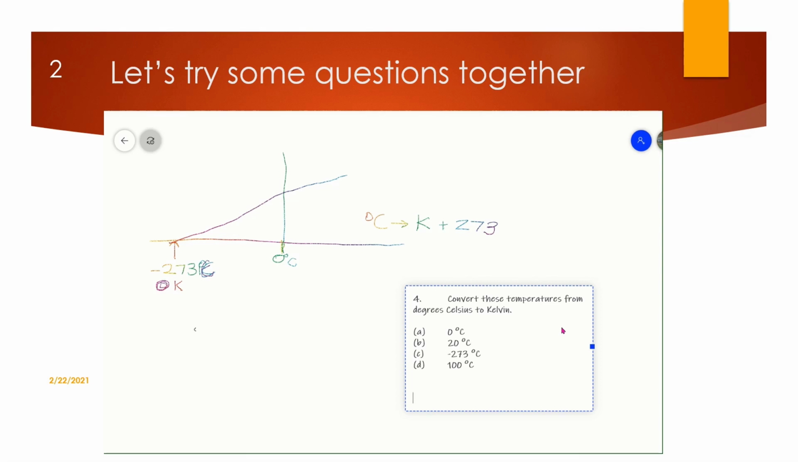So at 20 degrees Celsius, we need to add 273, which will give us 293 Kelvin. So if you remember that minus 273 degrees Celsius is 0 Kelvin, so 0 degrees C is 273 Kelvin. You can see what you have to do to get to them, so you can do the rest.